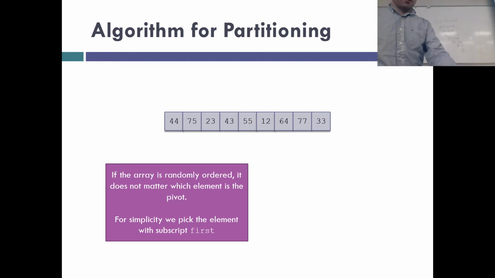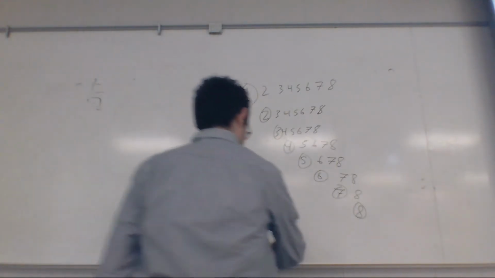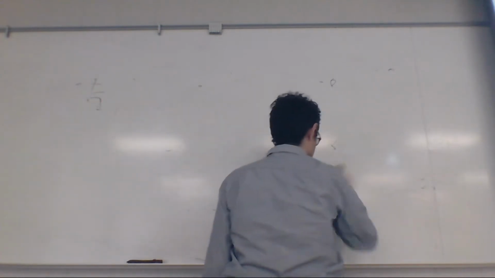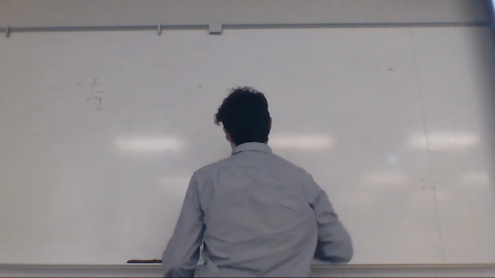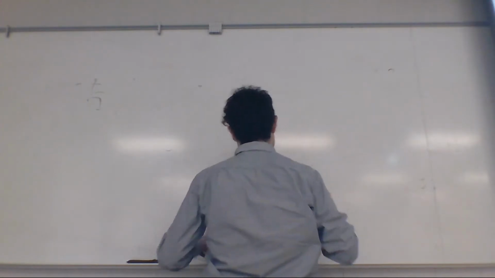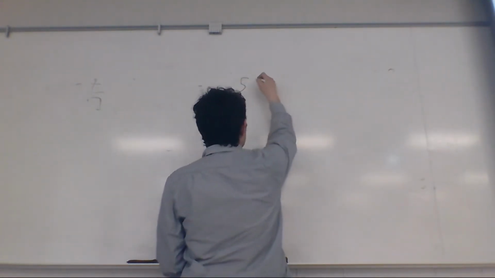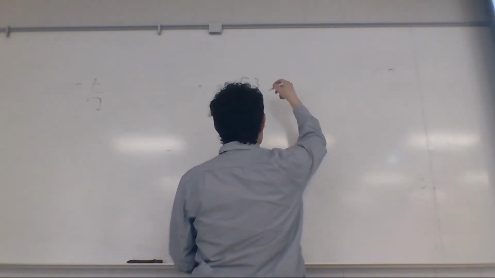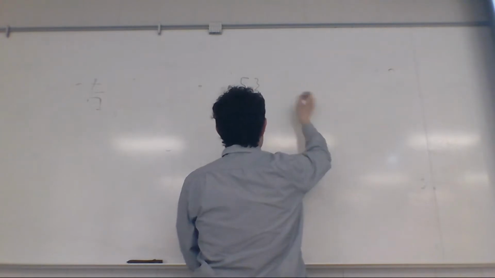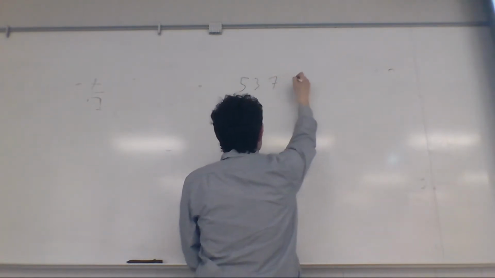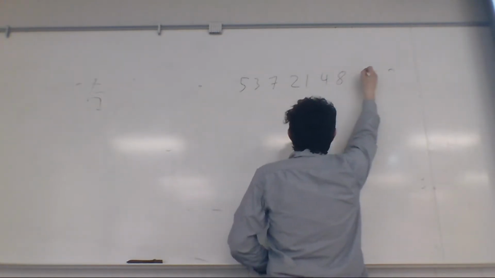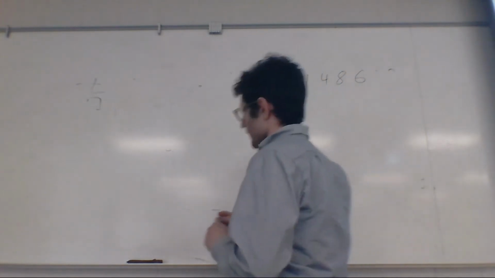Well, if this is a randomly ordered array, it's not really going to matter what order everything's in. So let me go ahead and recreate the array. I'll use 8 items. So 4, 3, 7, 2, 1, 4, 8, 6. Just to make it slightly different than last time.